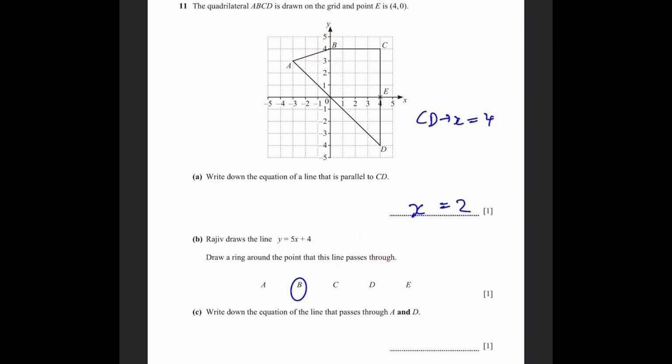C. Write down the equation of the line that passes through A and D. That means it's this line over here. And if you notice correctly, you'll see that y is equal to minus x at every single point on this line. So the answer is y equals minus x.